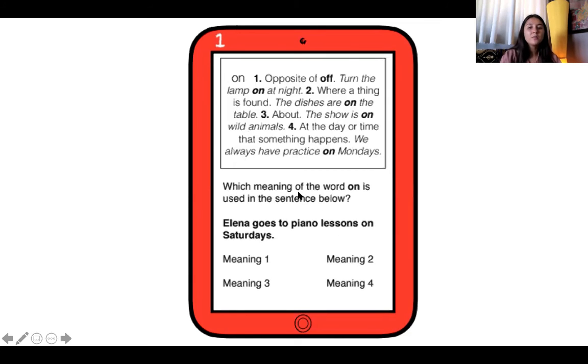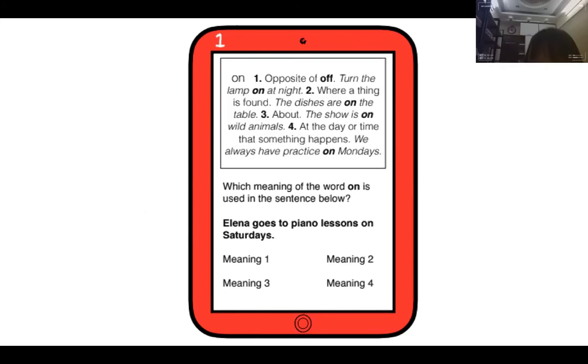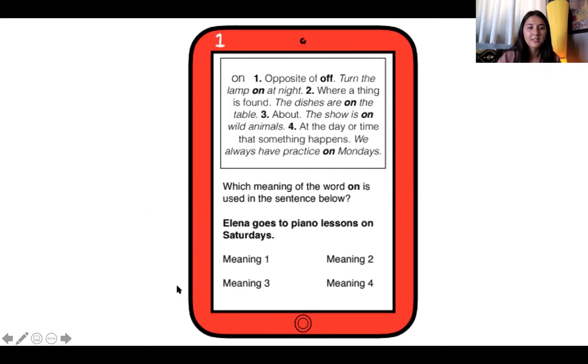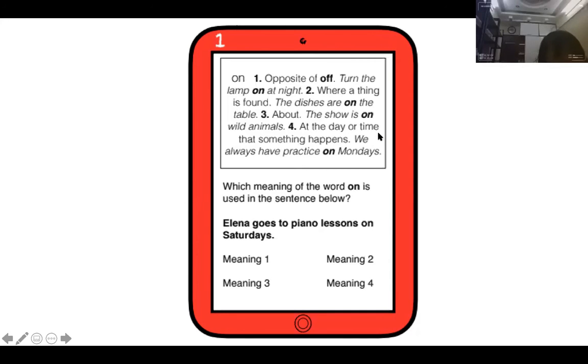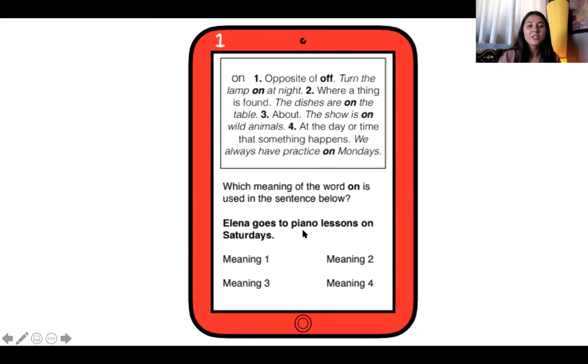Okay, guys, which meaning of the word on is used in the sentence below? Elena goes to piano lessons on Saturdays. What do you think, Fanchi? I think it is meaning four. Good job. Well done. The answer is meaning four, at the day or time that something happens. She has piano lessons on Saturdays.